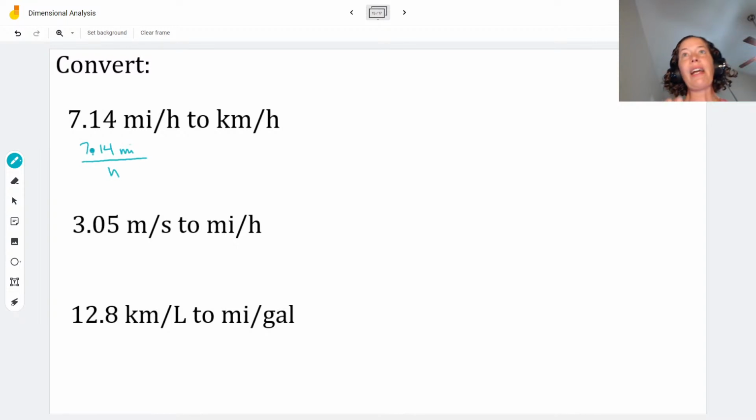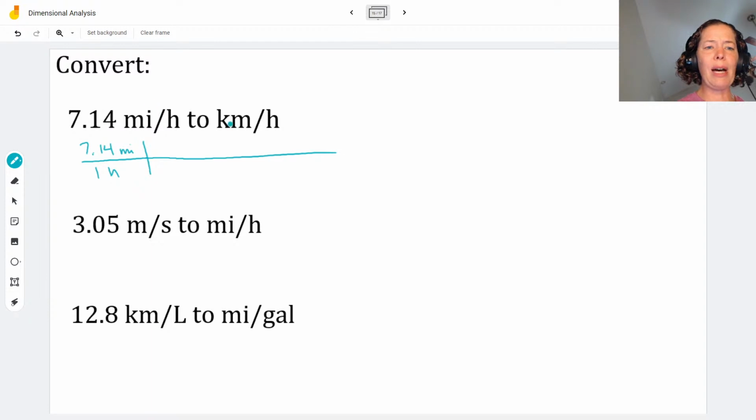Now, one thing I like to do to help myself is I will put a 1 here in front of my hour. That's always assumed, but usually when we write our units like that, we just include the number in the numerator and we don't do 7.14 miles per 1 hour. We just say 7.14 miles per hour. That 1 is always assumed. But if you set it up in a very clear numerator and denominator, it'll help you keep track of what's going on and how things need to cancel out and be converted.